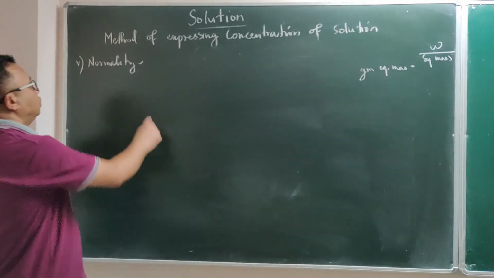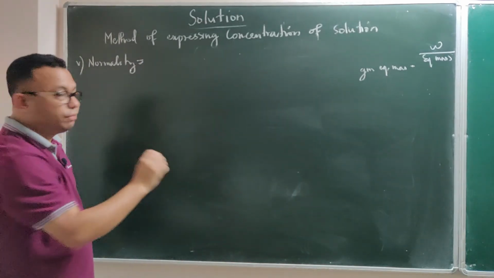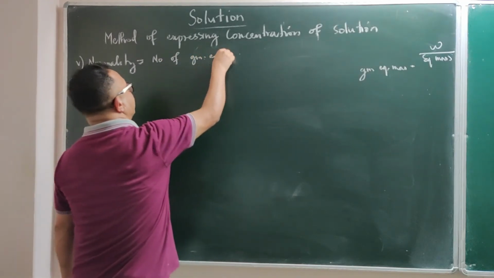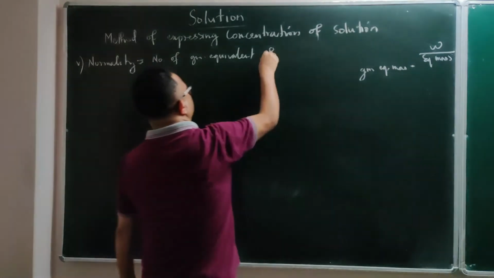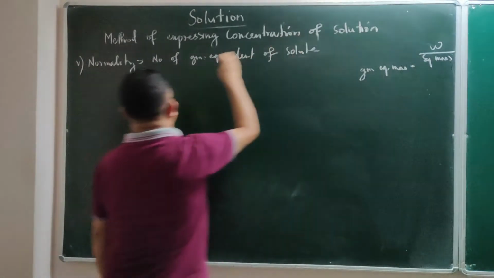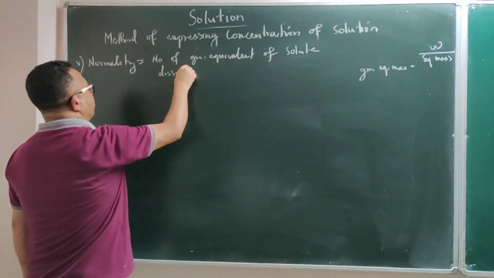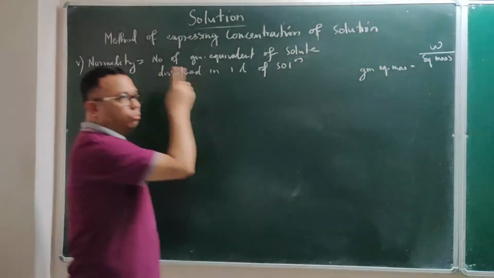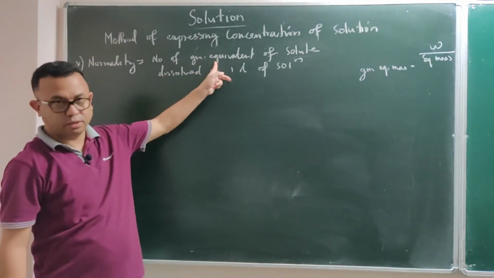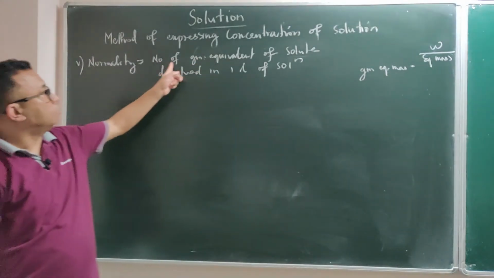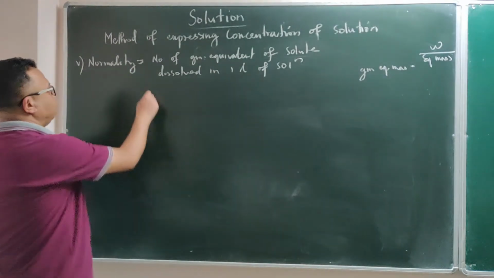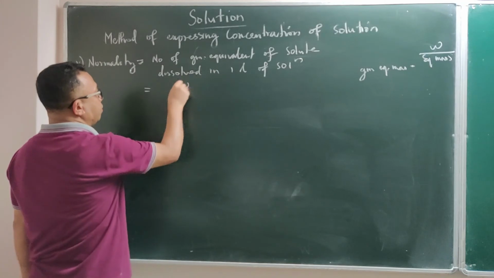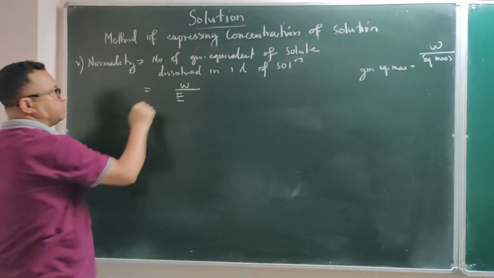Okay, so what is normality? Normality is defined as the number of gram equivalents of solute which is dissolved in 1 liter of solution. So it's very similar to molarity, but in molarity you said number of moles, and for normality you have to say number of gram equivalents. Then if you want to find normality, I'll have to find gram equivalent weight. Gram equivalent weight is small w by E.